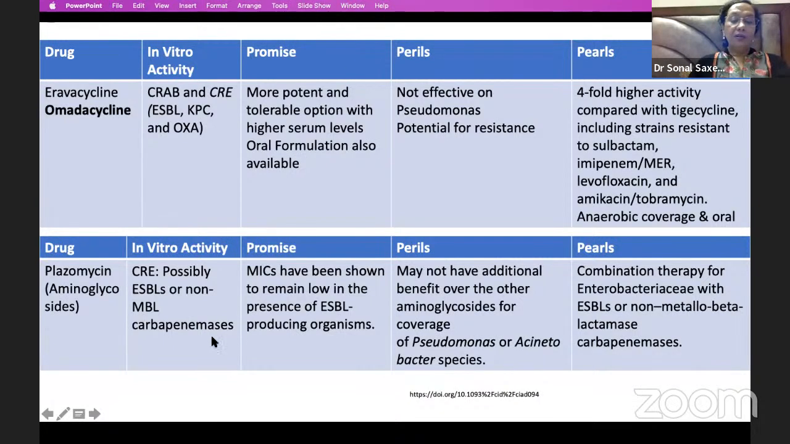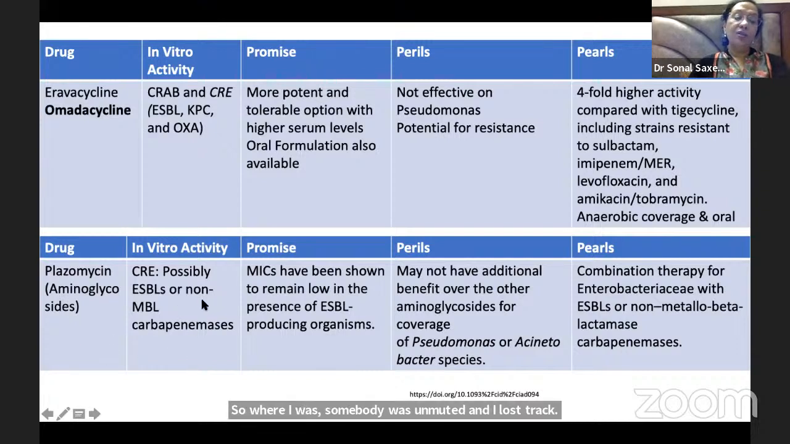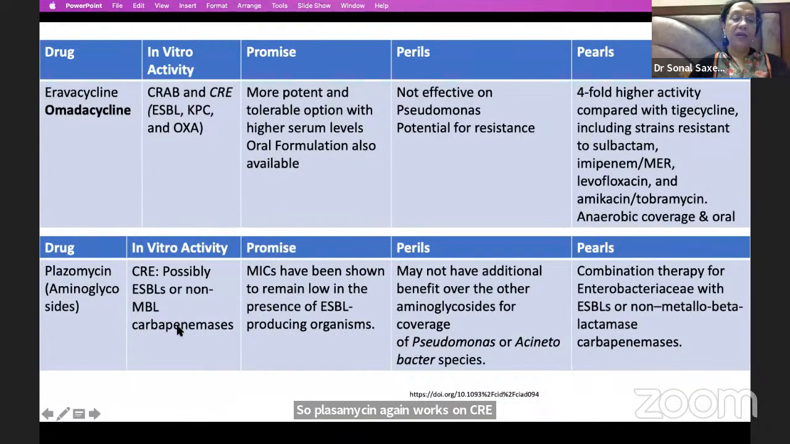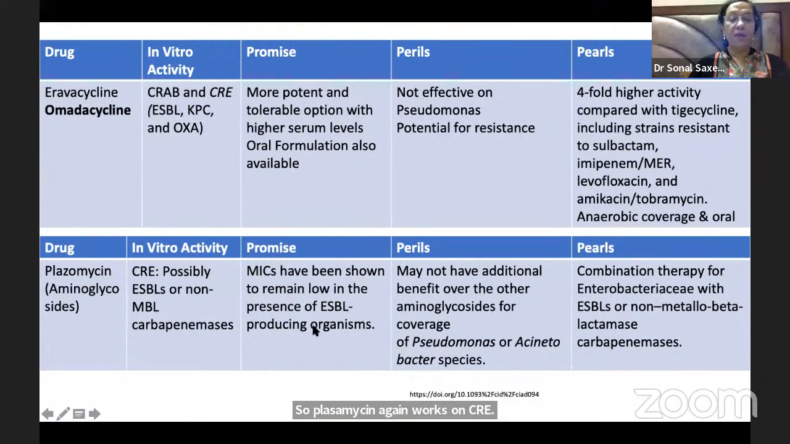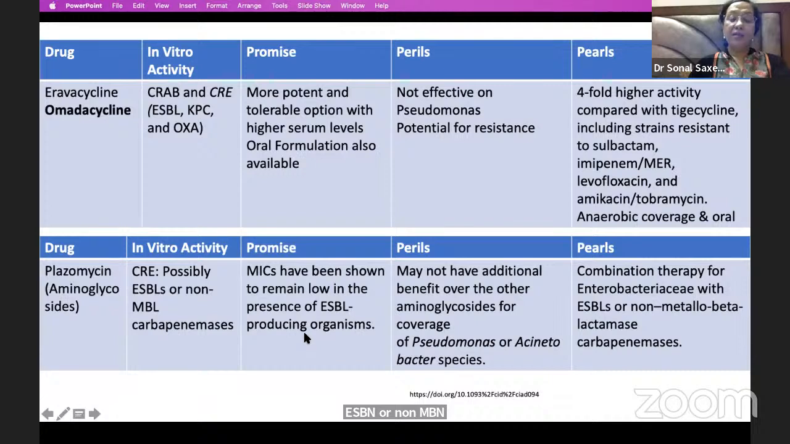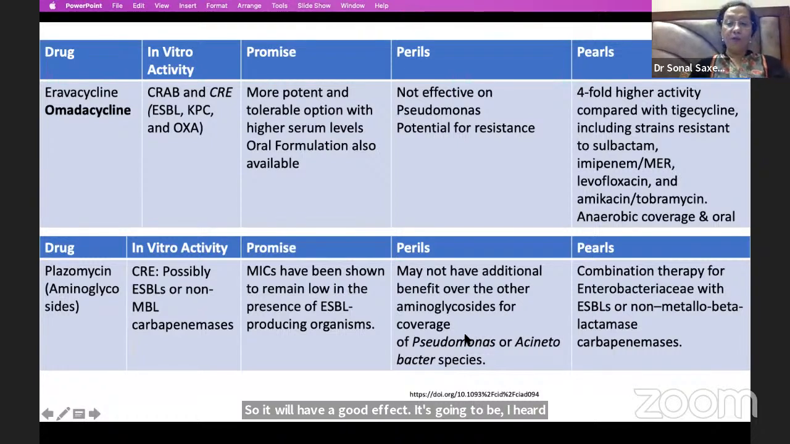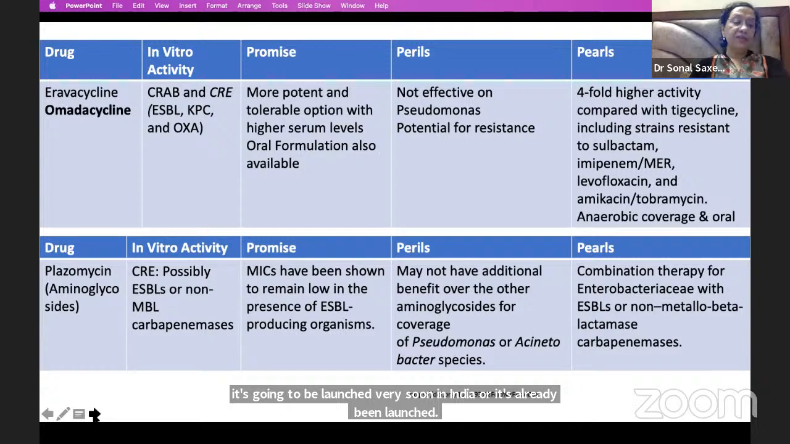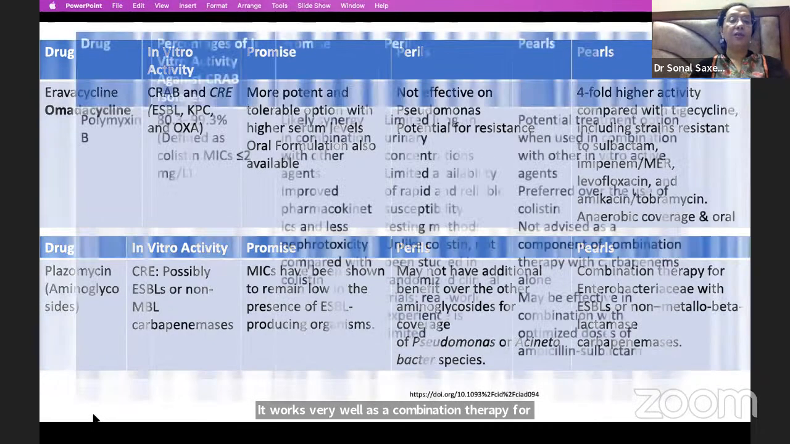So, where I was, somebody was unmuted and I lost track. So, plazomicin again works on CRE, ESBL, or non-MBL carbapenemases, and MICs are known to remain low in the presence of ESBL producing organisms. So, it will have a good effect. I heard it's going to be launched very soon in India, or it's already been launched. It works very well as a combination therapy for Enterobacterales, for ESBL, and other non-metallo-beta-lactamases.